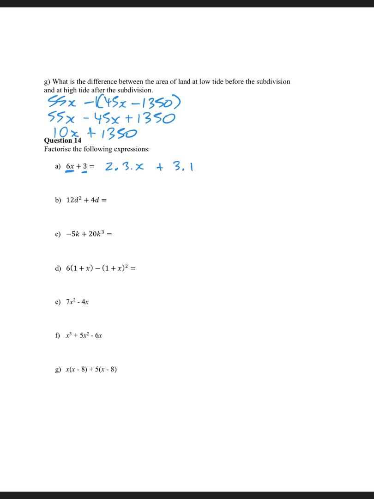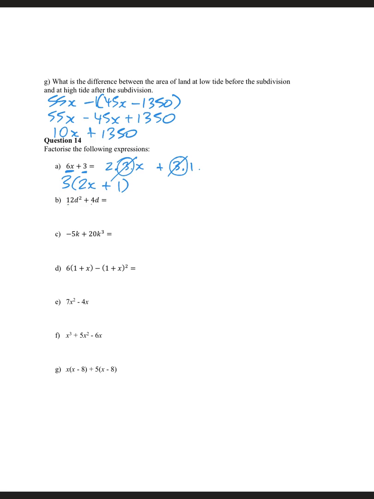What is the biggest thing that goes into both of these? The 3. That's the highest common factor, so it goes out the front. What is left over? 2 and x, so 2x plus, and then you have a 1 here. So 3 bracket 2x plus 1. I'll show you this in full as well.